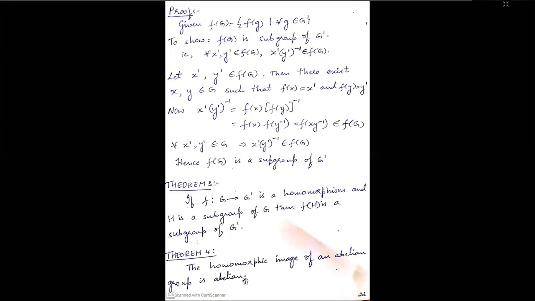Take an abelian group and take the image of it, and you show that it is also an abelian group. These two are left as an exercise. This is a very small theorem. You can prove it in 3 lines. In case of any difficulties, comment on this video. I will explain it.